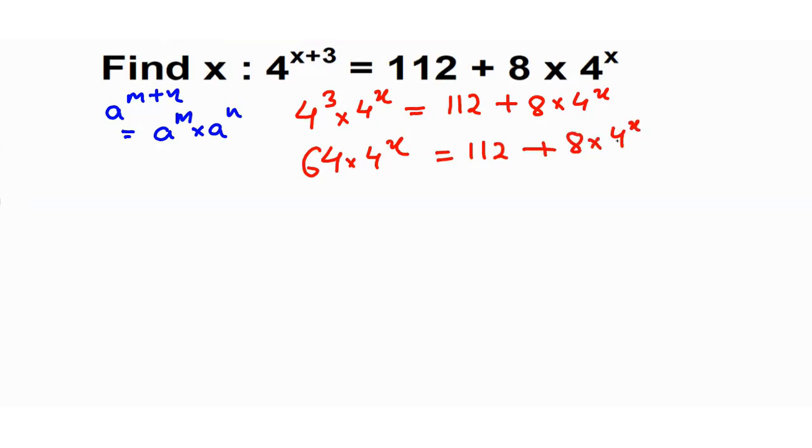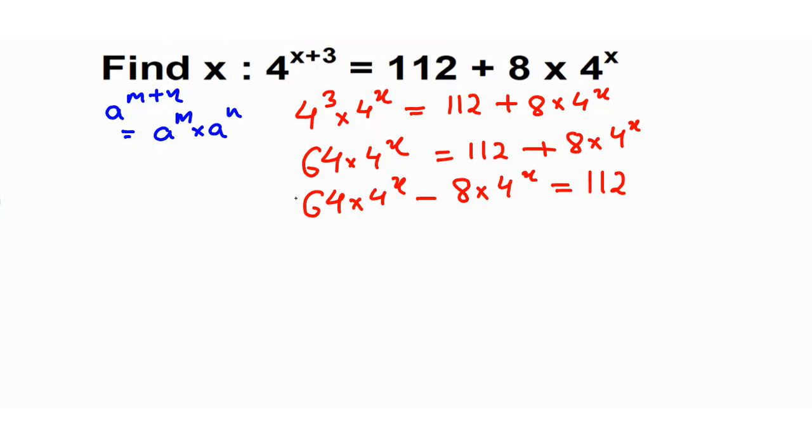Like all the other equations, to solve it, the easiest way is to get all the variables on one side. So we'll put all the variables on one side. 64 multiplied by 4 to the power x minus 8 multiplied by 4 to the power x equals 112. Now we can directly subtract them because they are like terms.